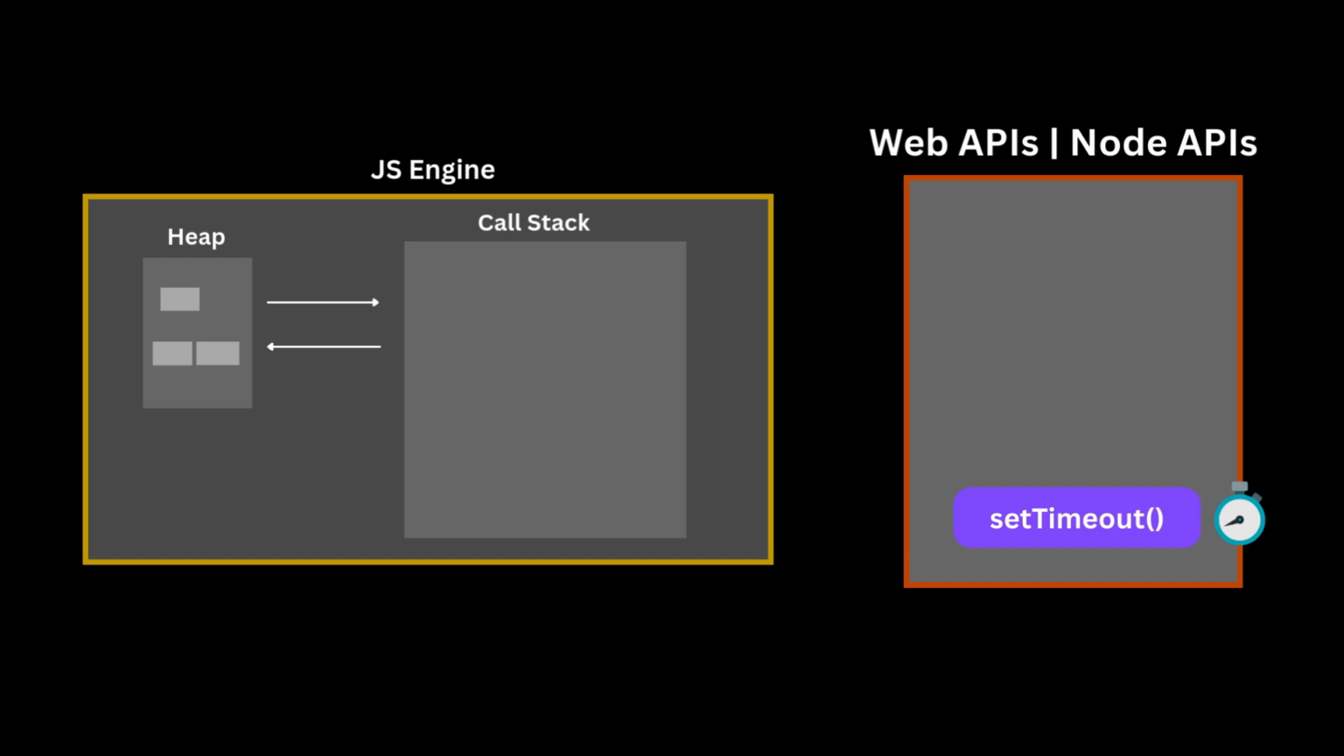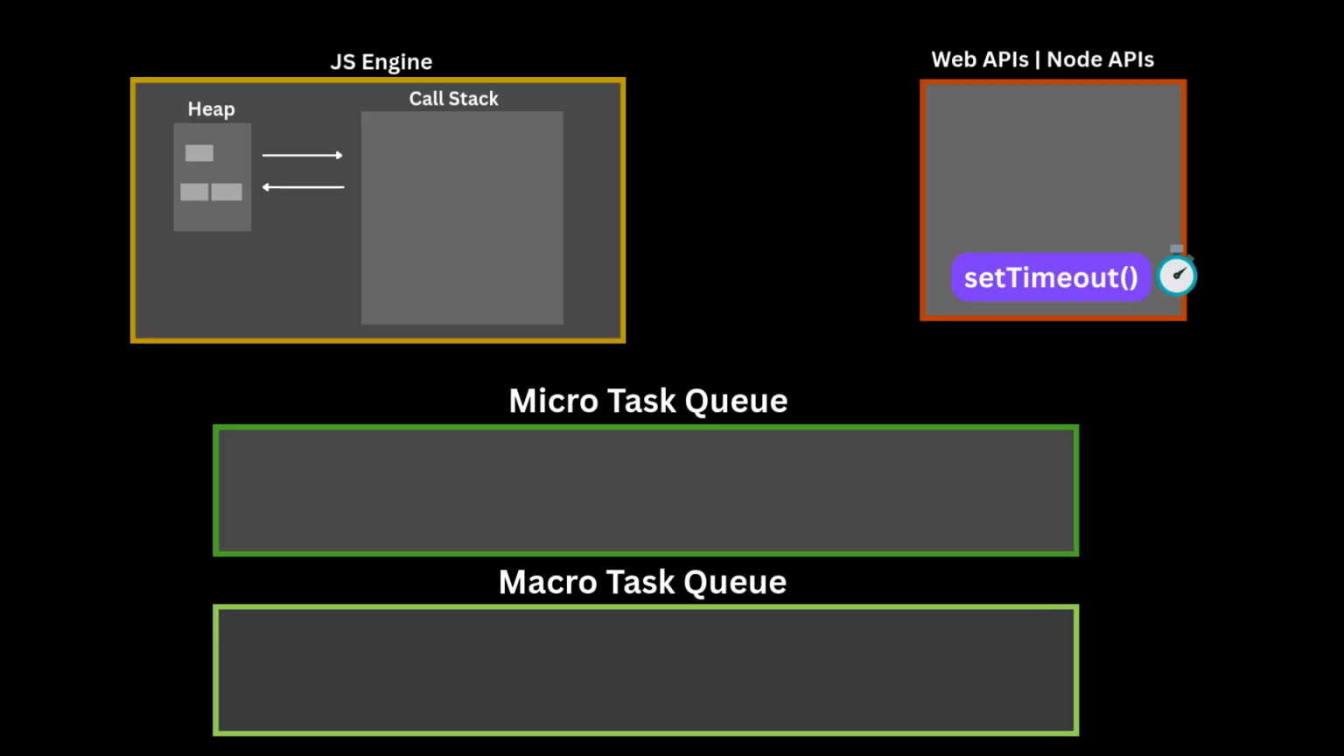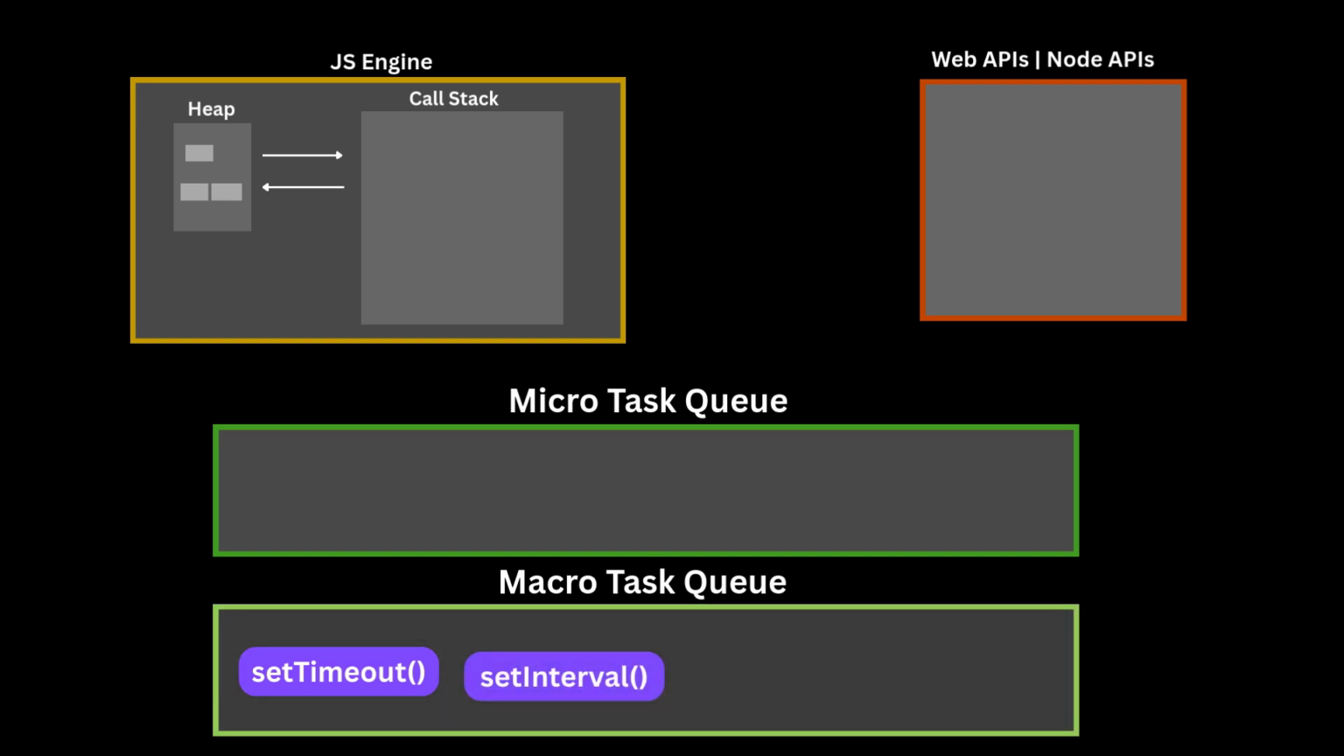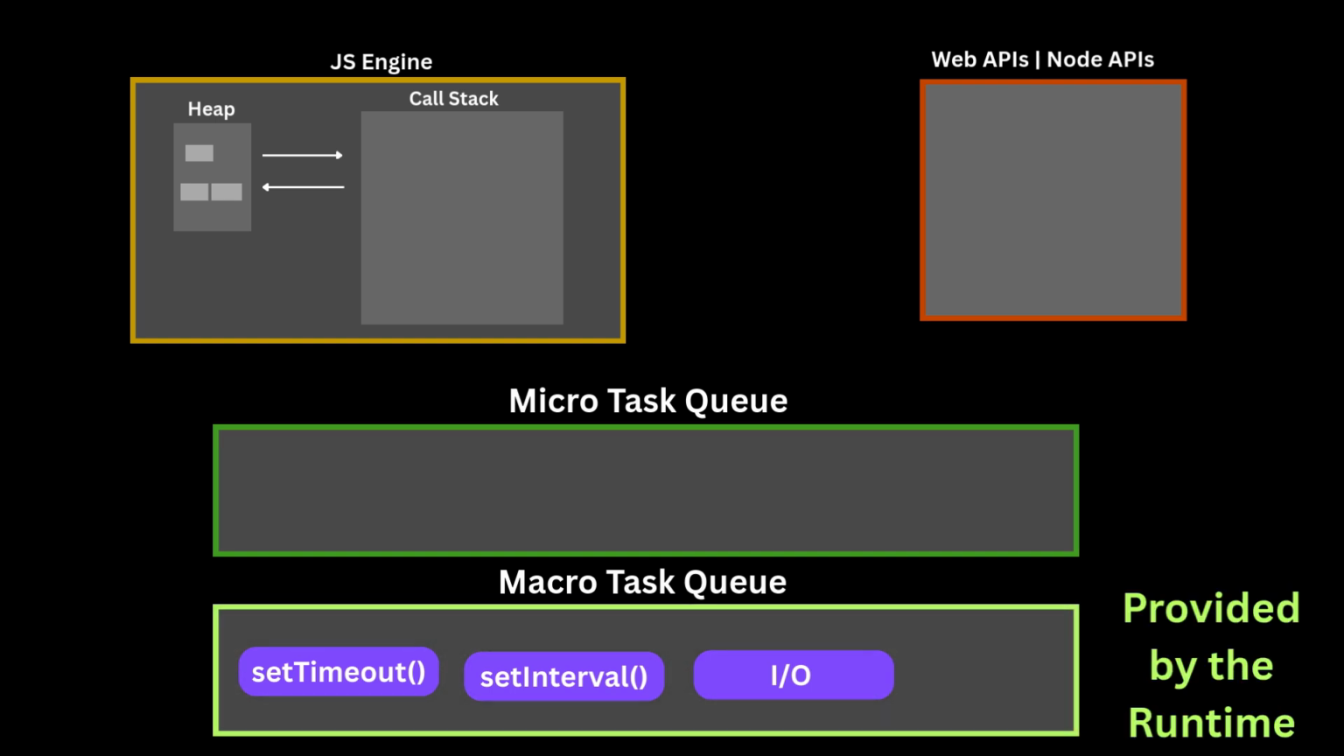Once an async task finishes, it does not go directly into the call stack. Instead, it goes into a task queue. There are two main types of queues. Macro tasks are larger scheduled tasks, such as setTimeout, setInterval, UI events, or I/O operations. These tasks are placed in the macro task queue. Macro tasks are not defined by the JavaScript language itself. They come from the runtime environment.